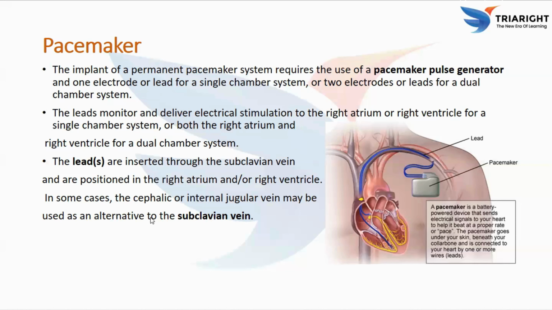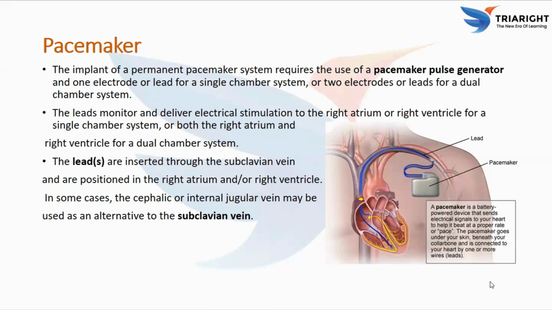So what are the types of pacemakers? Based upon the chambers paced, we have a single chamber pacemaker and also a dual chamber pacemaker. In a single chamber pacemaker, it uses one lead. The lead is placed in either the right atrium or right ventricle. This is very commonly used for chronic atrial fibrillation with slow ventricular response and also isolated AV block.